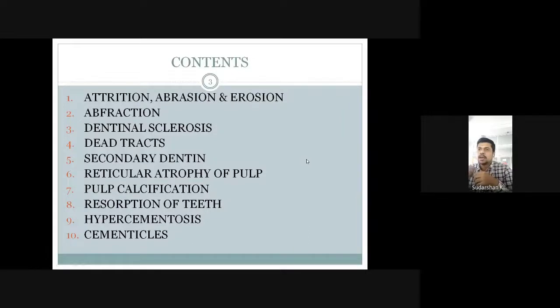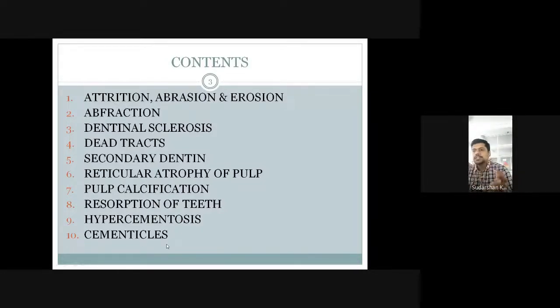The first ones are attrition, abrasion, erosion, abfraction, dentinal sclerosis, dead tracts, secondary dentin, reticular atrophy of pulp, pulp calcifications, resorption of teeth, hypercementosis, and cementicles. These are some of the regressive alterations that happen to the teeth.